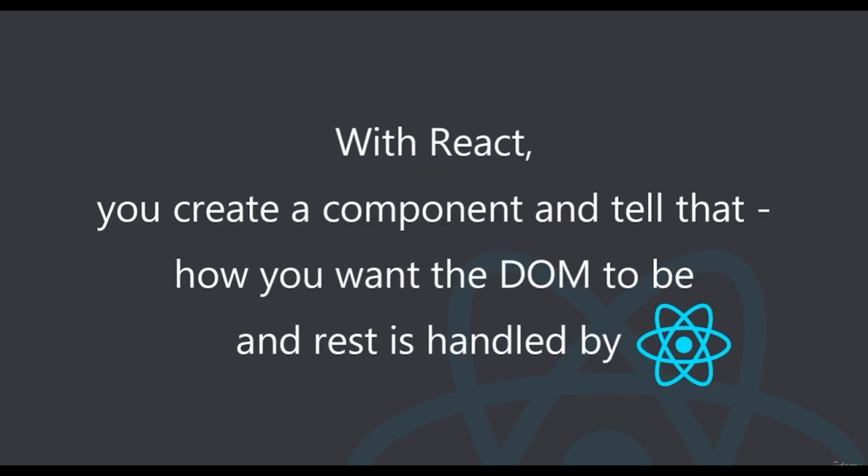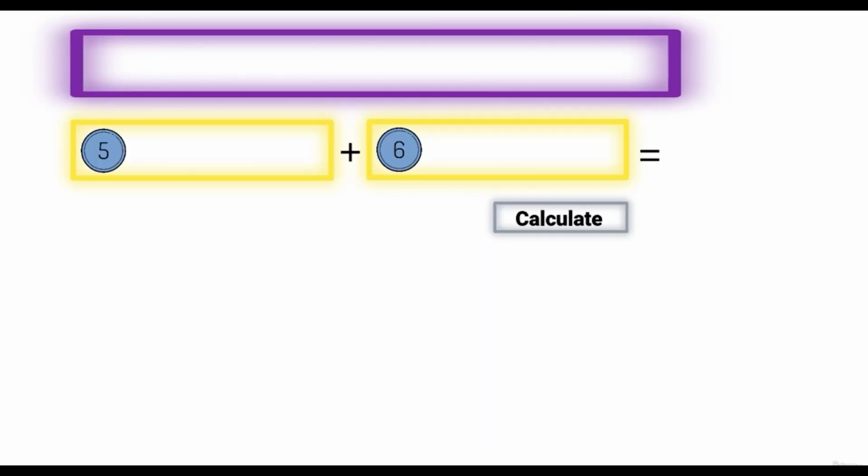With React, you create a component and tell it how you want the DOM to be, and the rest is handled by React. Let's take this example. Here, when you click on this calculate button, it shows the sum here, and it also shows the same value somewhere here. That means there are two places where you have to show some data.